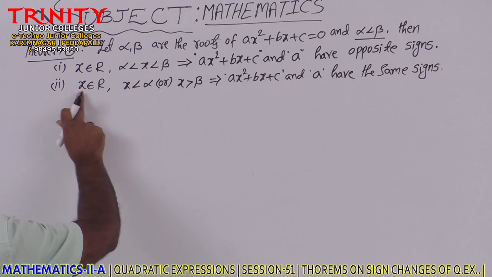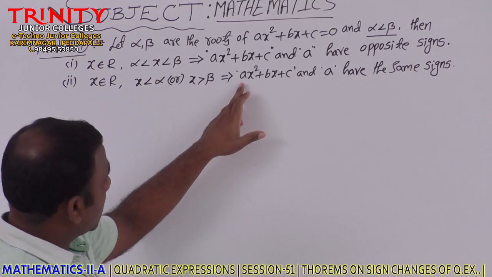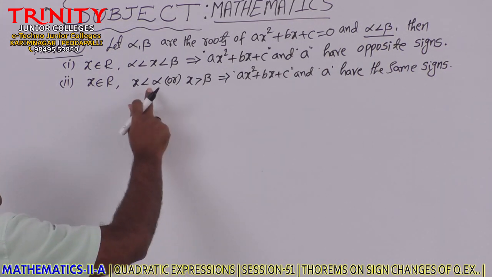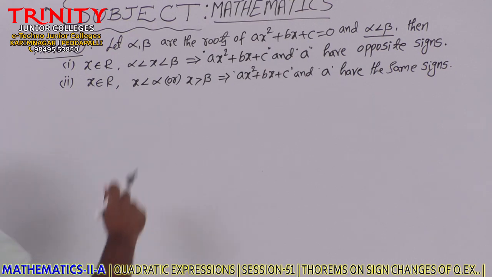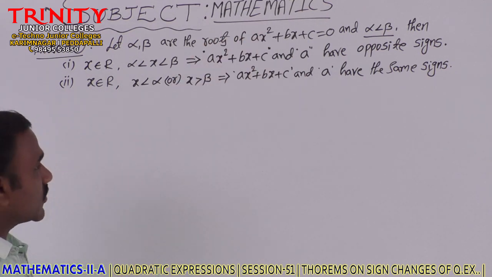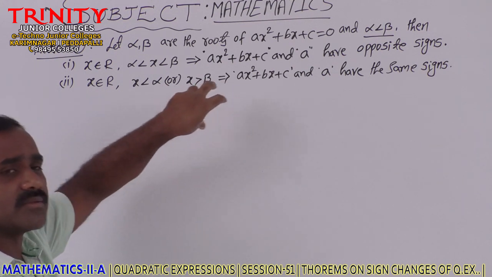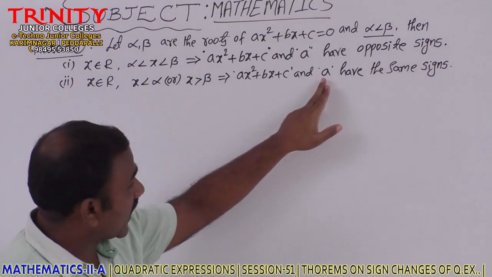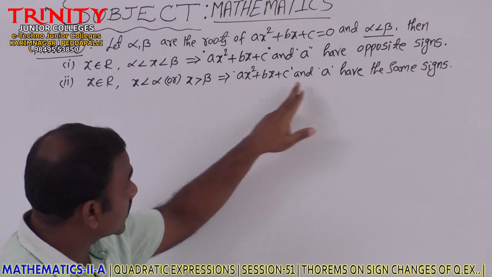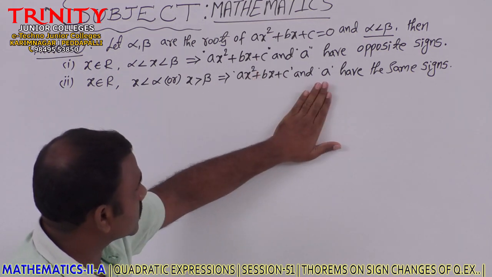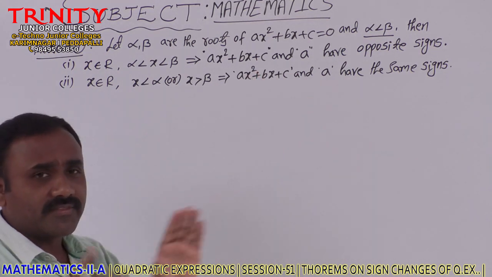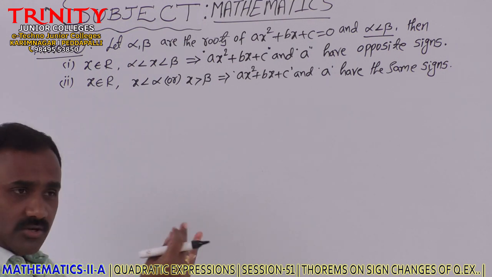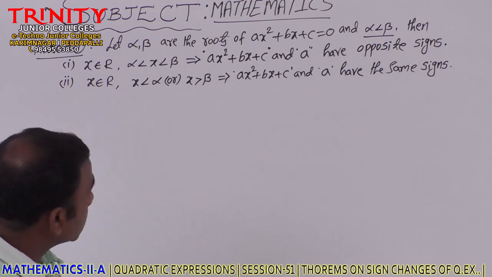The second one is, for any real number, if ax square plus bx plus c and a have the same sign, then x will take the values less than alpha or x will take the values greater than beta. What is the meaning of this? X doesn't lie in between alpha comma beta. When the expression and the coefficient of x square, a, have the same sign, meaning both positive or both negative, then x doesn't lie in between alpha comma beta. X will take values less than alpha or greater than beta.